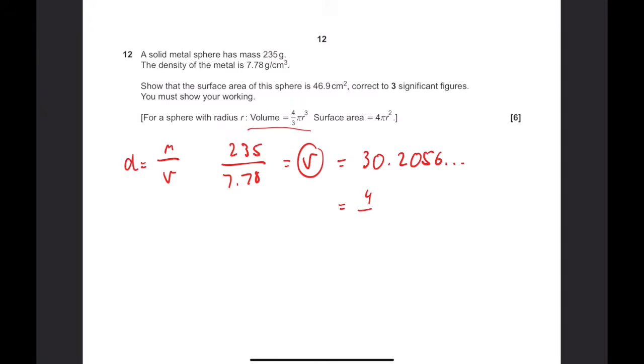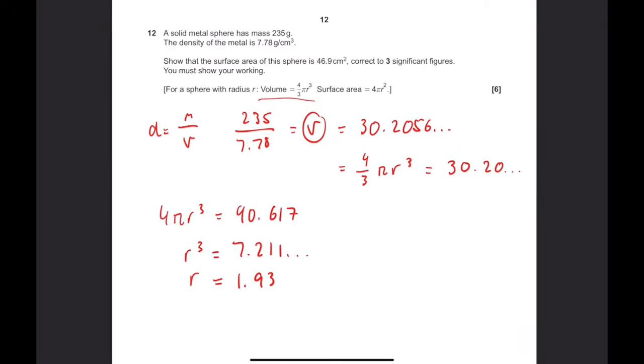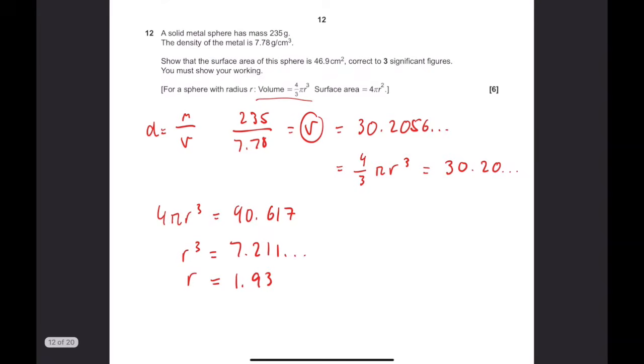4 over 3 pi r cubed is equal to 30.20 and so on. So rearranging this, 4 pi r cubed equals 90.617. If we divide that by 4 pi, we get 7.211 and so on. And then if we cube root that, we get 1.93. If we then substitute all of that into the surface area equation, then our final value will be 46.9 centimetres squared, as requested.